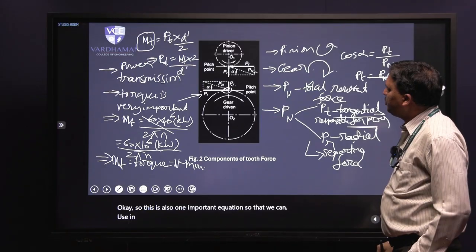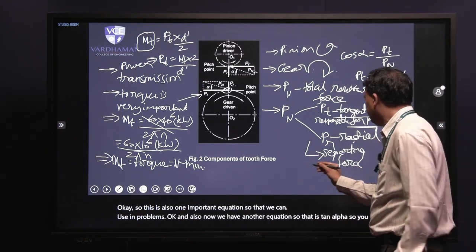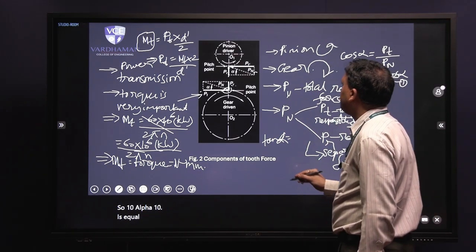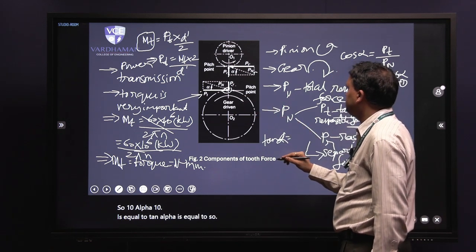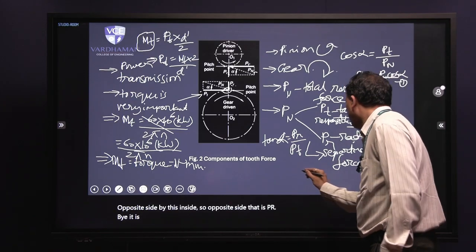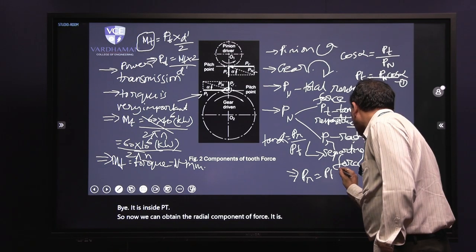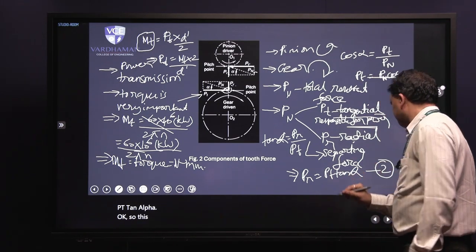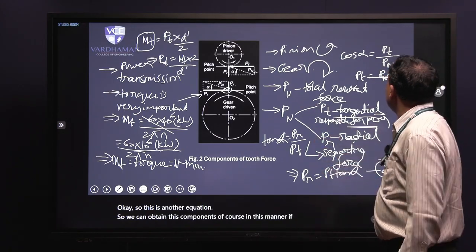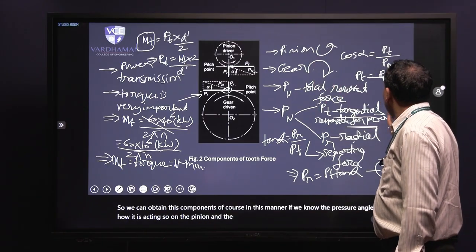We also have another equation: tan alpha is the opposite side by the adjacent side, that is Pr by Pt. So we can obtain the radial component of force as Pt tan alpha. This is another equation. We can obtain the components of force in this manner if we know the pressure angle, how it is acting on the pinion and the gear, and this will be very helpful.